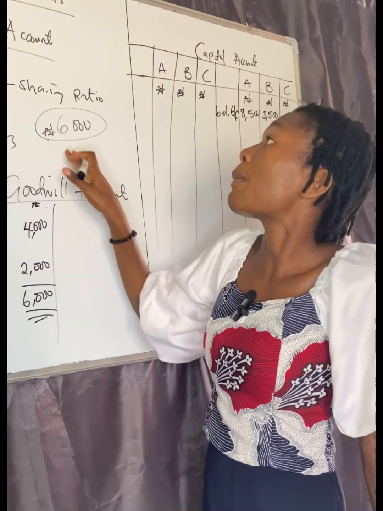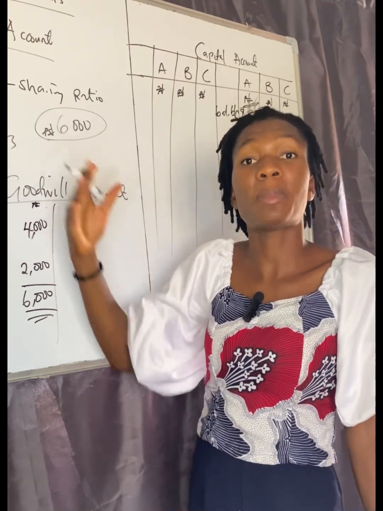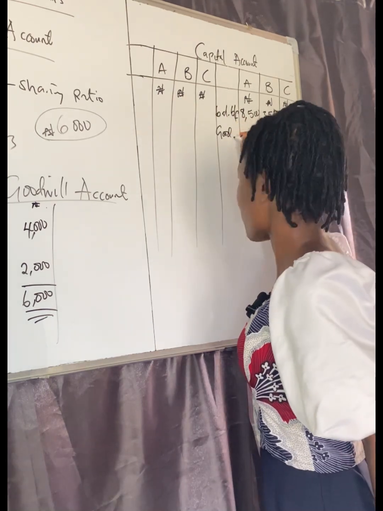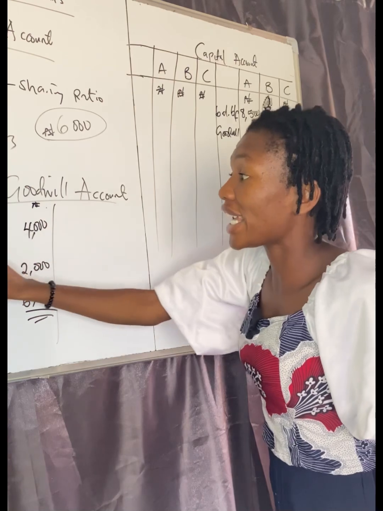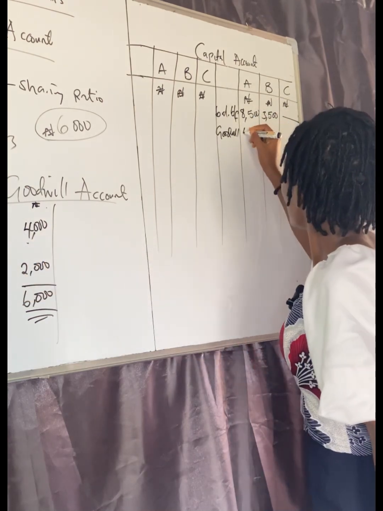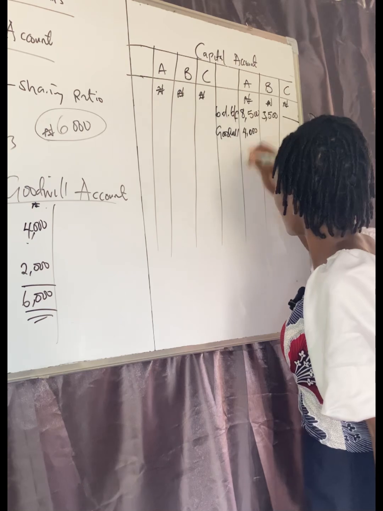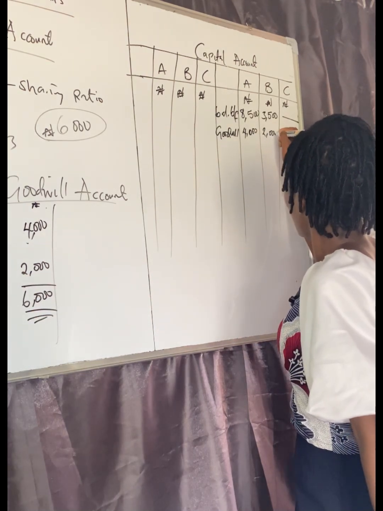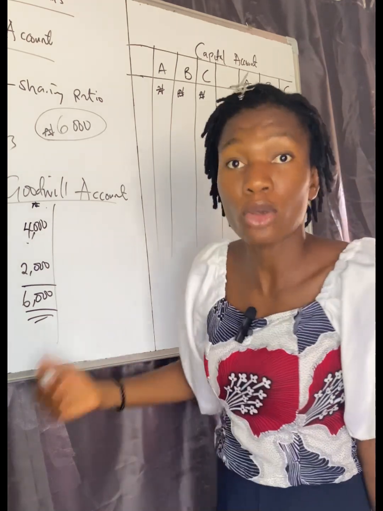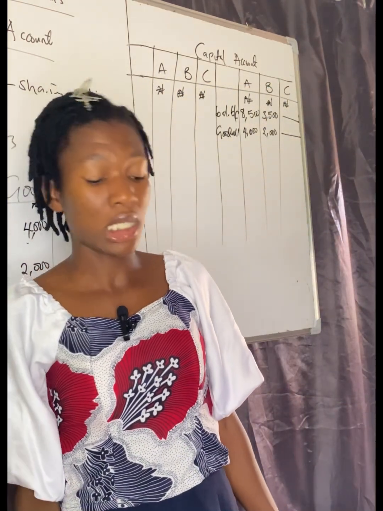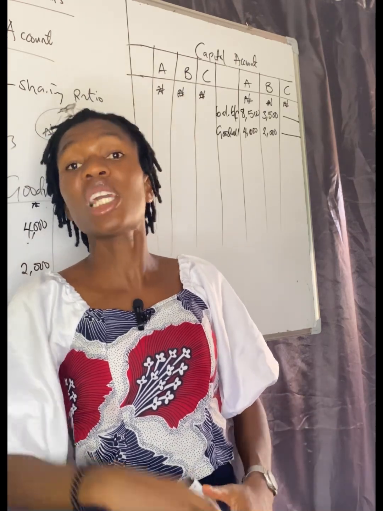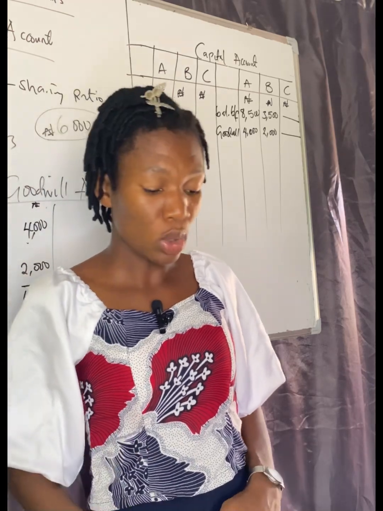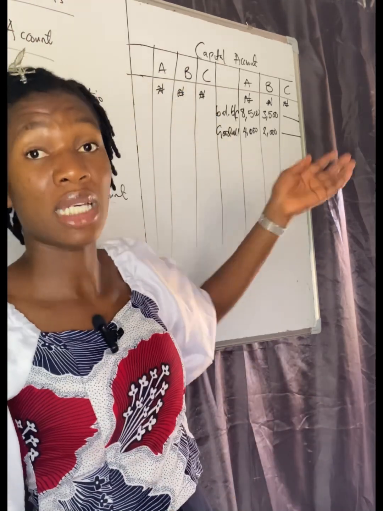Now, like I said, the people that will be enjoying this goodwill are the old partners. So for goodwill that was valued, for our A we are having 4,000. So we're going to be crediting his capital account with 4,000 naira. And then for our B, we'll be crediting his account with 2,000 naira. Now, C will also not be benefiting from our goodwill because C has not been here, unless C paid for that goodwill. Unless he pays an extra amount for goodwill, before he can have that amount attached to him as his goodwill value.